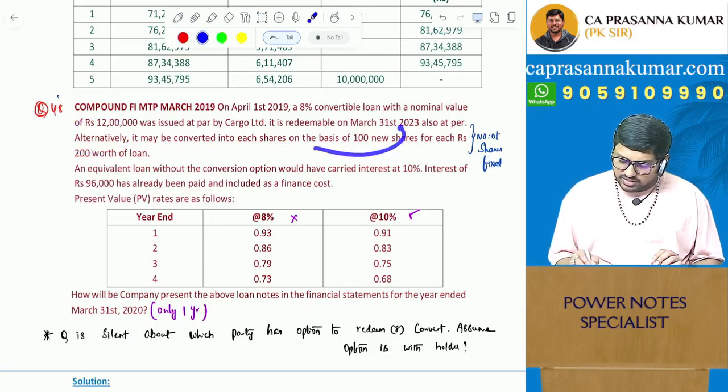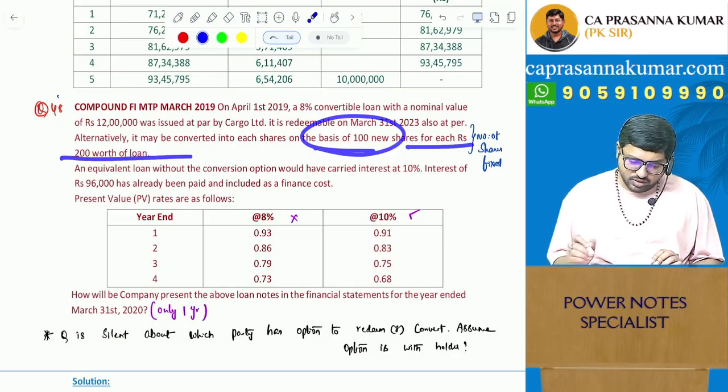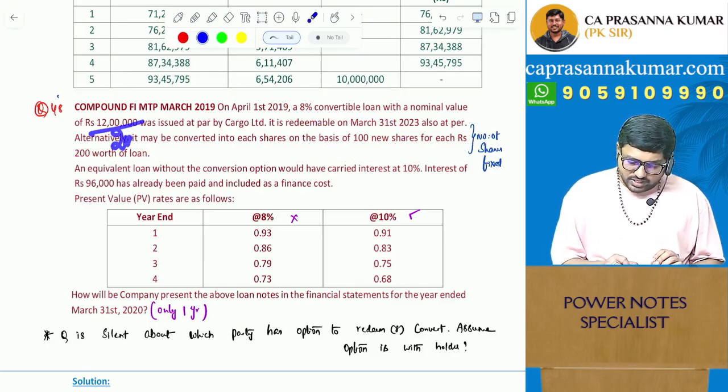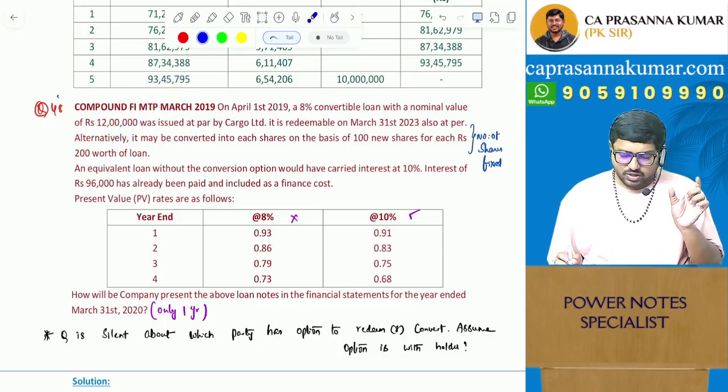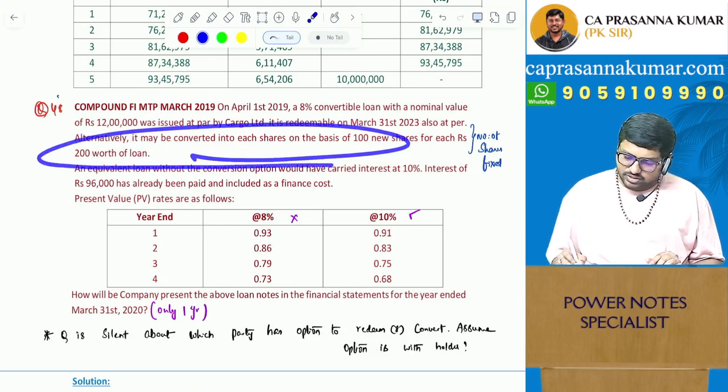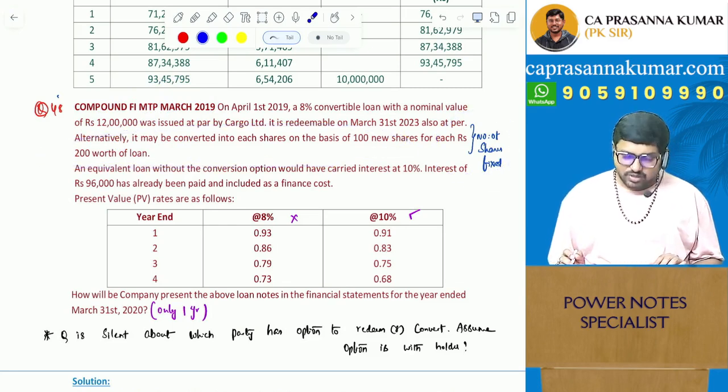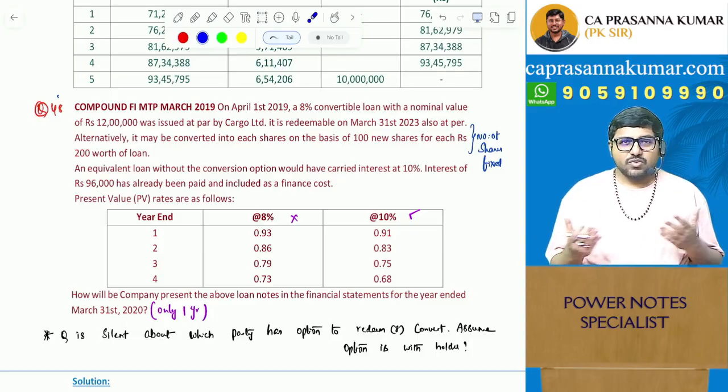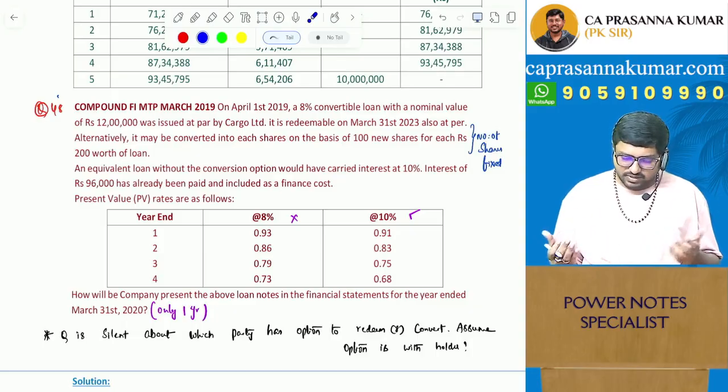On the basis of 100 new shares for each 200 rupees worth of loan, which means you divide it with 200 into 100. For each 200 rupees worth of loan, you'll be having 100 shares. So therefore, it is fixed. Fixed to fixed test is satisfied. So therefore, we can confirm that it's a compound financial instrument, which means whatever the relevant accounting that we usually apply for CFI will apply over here.